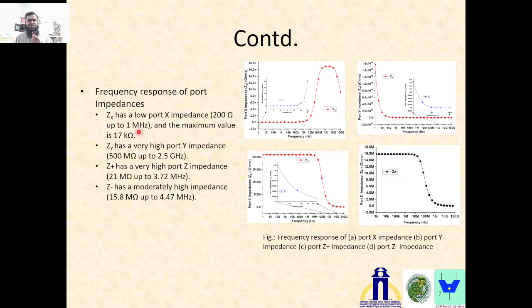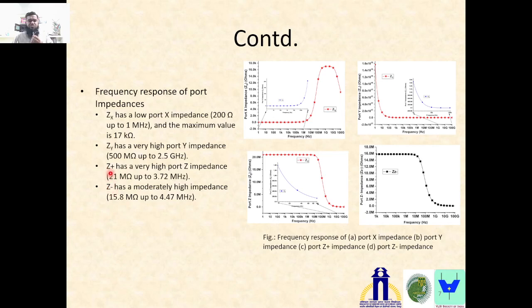So what we have achieved is, as we know that the X port is the input port for current, it must have very low impedance. So we have achieved 200 ohms of port X impedance up to 1 megahertz of frequency, and the maximum value is only 17 kilo ohms, which is good for cascading purposes. The port Y is the high impedance port because it is a voltage input port. It provides 500 mega ohms up to 2.5 gigahertz, which is good.